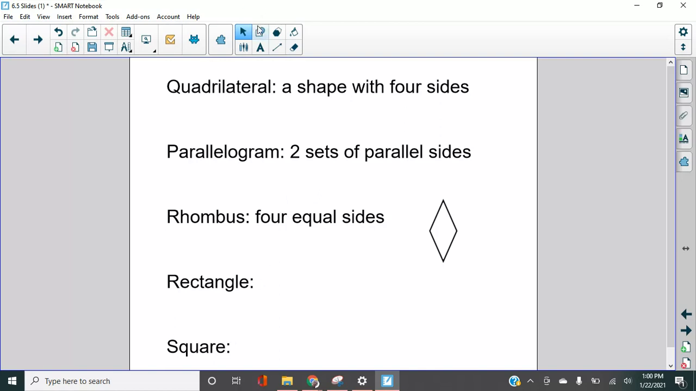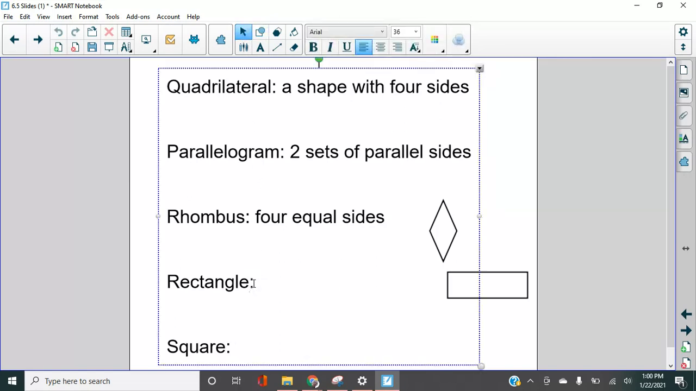All right, rectangle. You're thinking, well, Mr. White, I know what a rectangle is. It's that long, skinny thing like that. Okay, but do you know what a rectangle is? Okay, I know you know that picture of one, but the definition of a rectangle is a shape with four right angles.